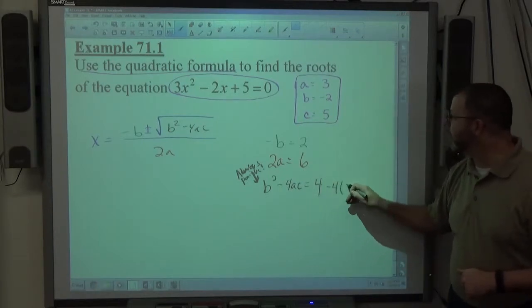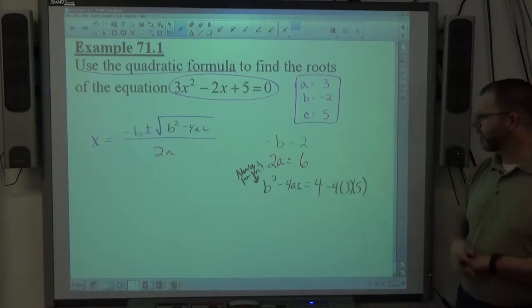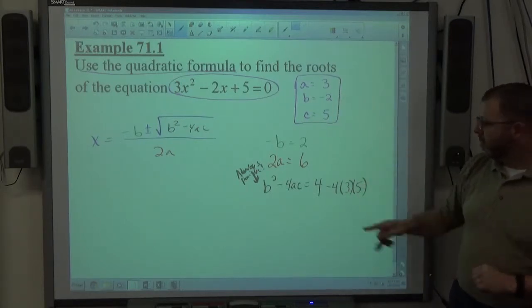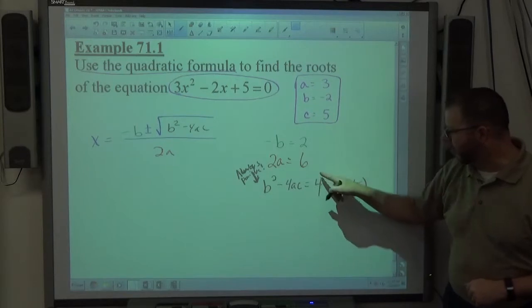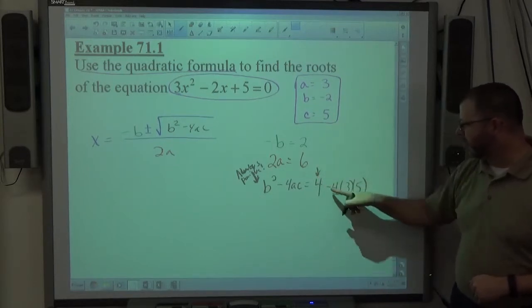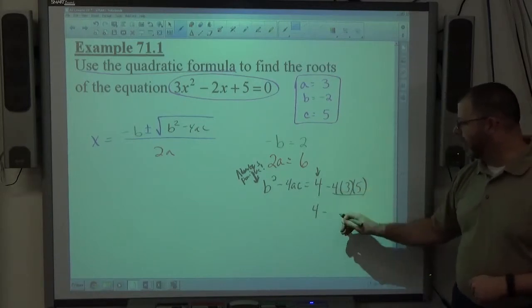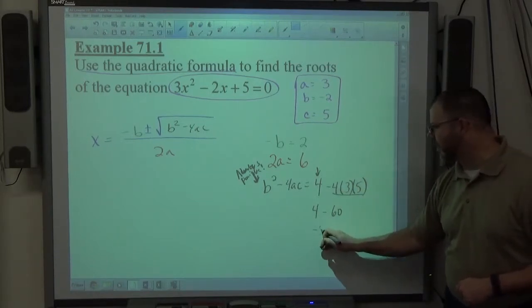Minus 4 times a times c. A and c, whatever sign they are, they're both positive, right? That's my structure, b squared minus 4ac. b squared evaluated, 4ac written as a product, subtracted. 4 times 3 is 12 times 5 is 60. 4 minus 60 is negative 56.